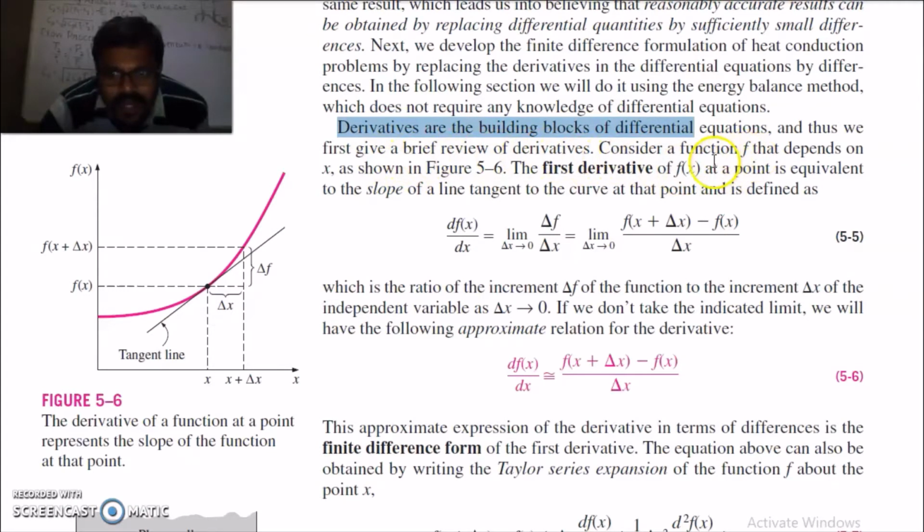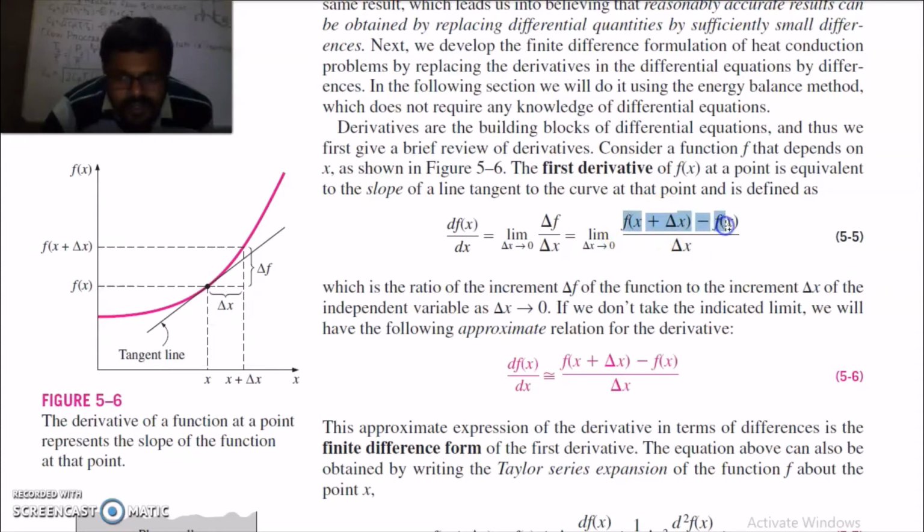Consider the function f that depends on x. So f'(x), the first derivative at any point, is equal to the slope of the line tangent to the curve at that point and is defined as follows. This is your curve, and this is the tangent line which will give you the slope, which is equal to the limit as del x tends to 0 of del f by del x. You can write this as the value at this point, f(x plus del x), minus the value of the function at x, which is f(x).